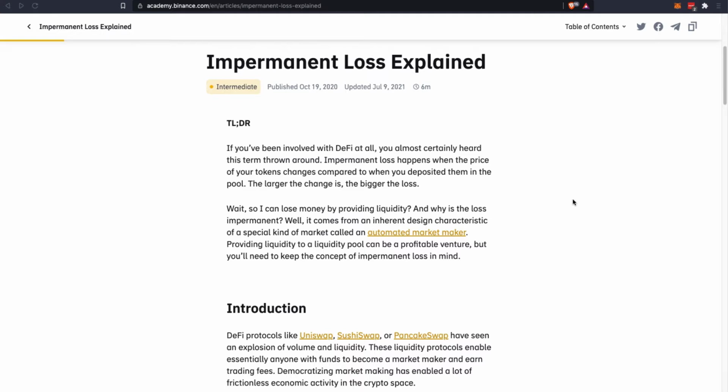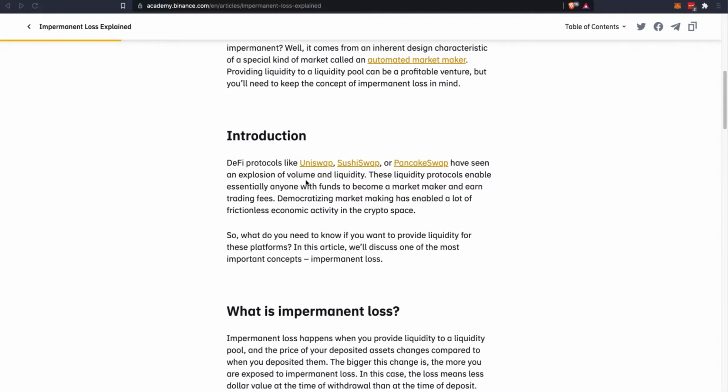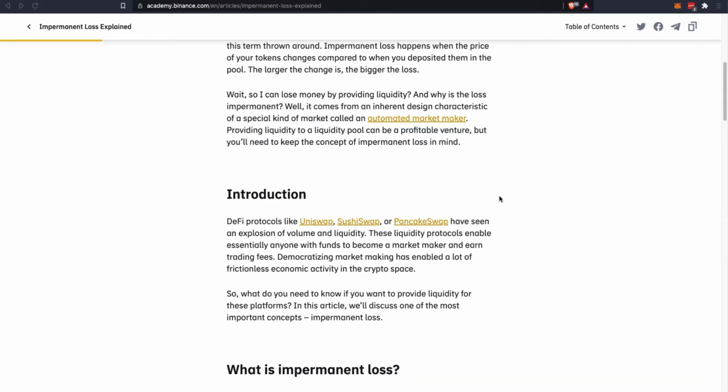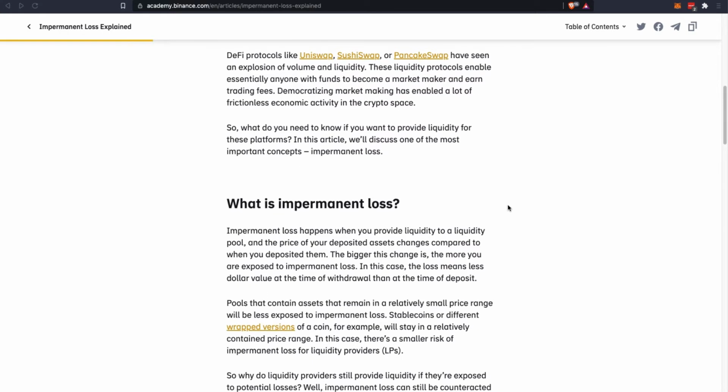As many of you might know, a lot of these DEXs out there, or decentralized exchanges, are using this special mechanism which is called the automated market maker. With the introduction of the earlier DeFi protocols such as Uniswap, SushiSwap, PancakeSwap, they all have been using this automated market maker model. And with this mechanism comes this part called impermanent loss, which is normally the risk that is associated with contributing liquidity to the liquidity pool.